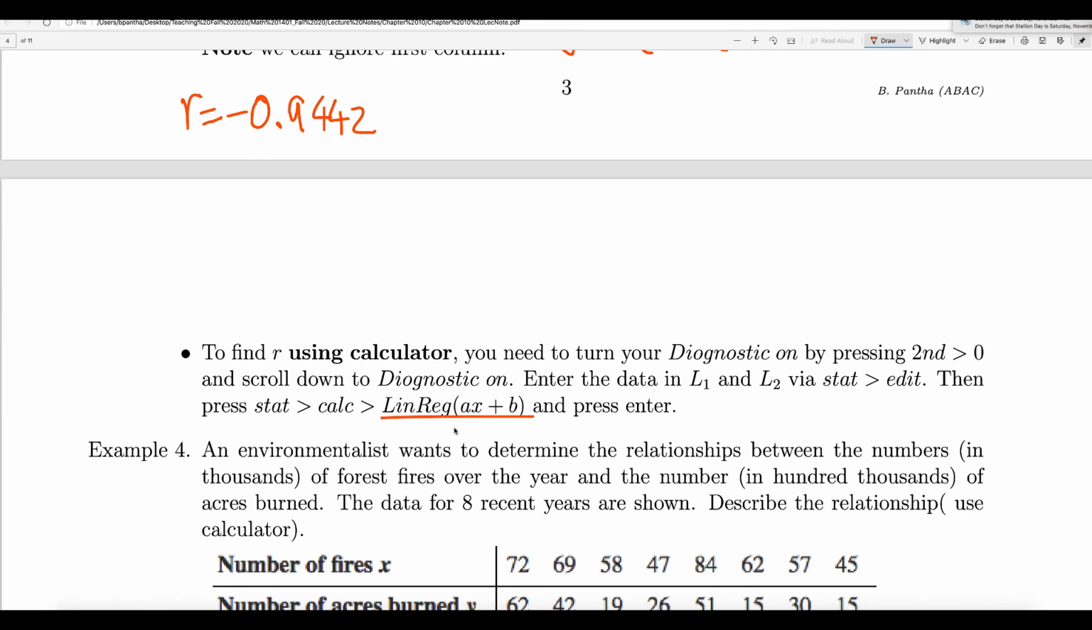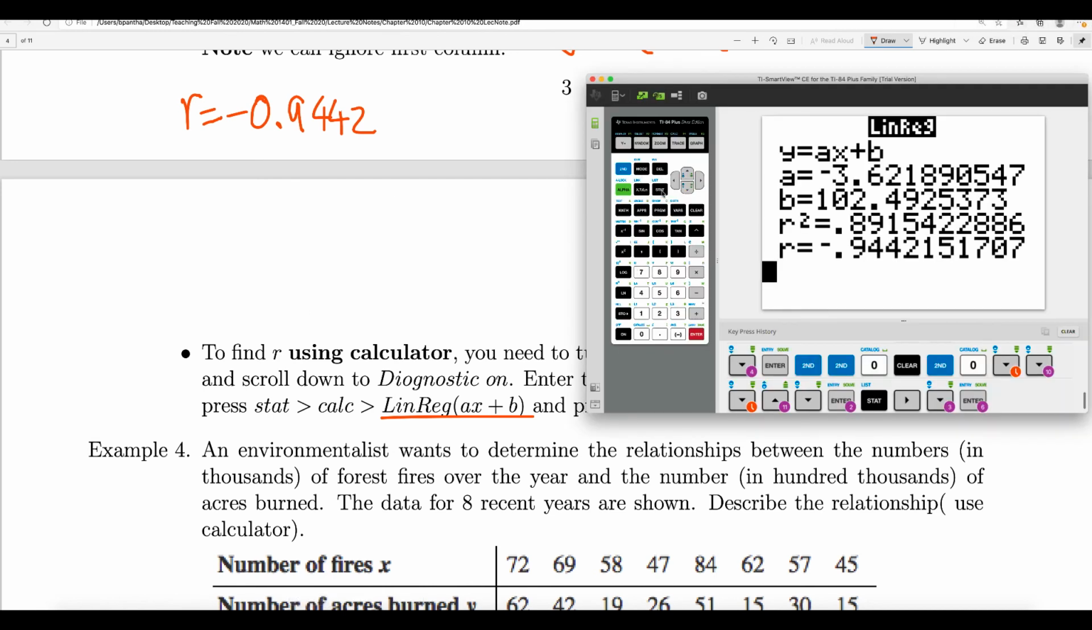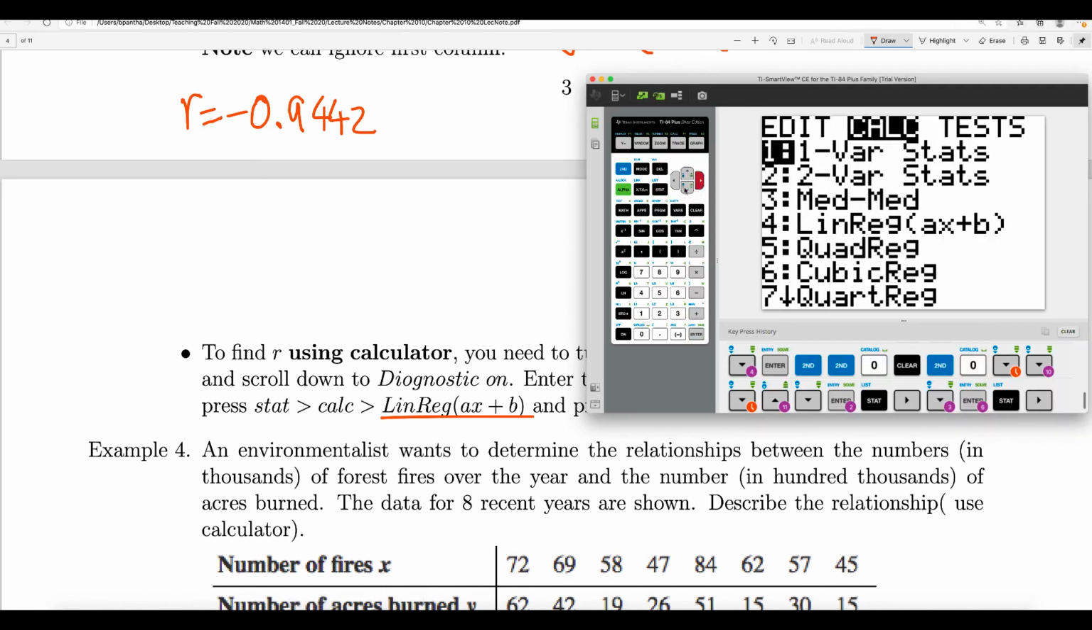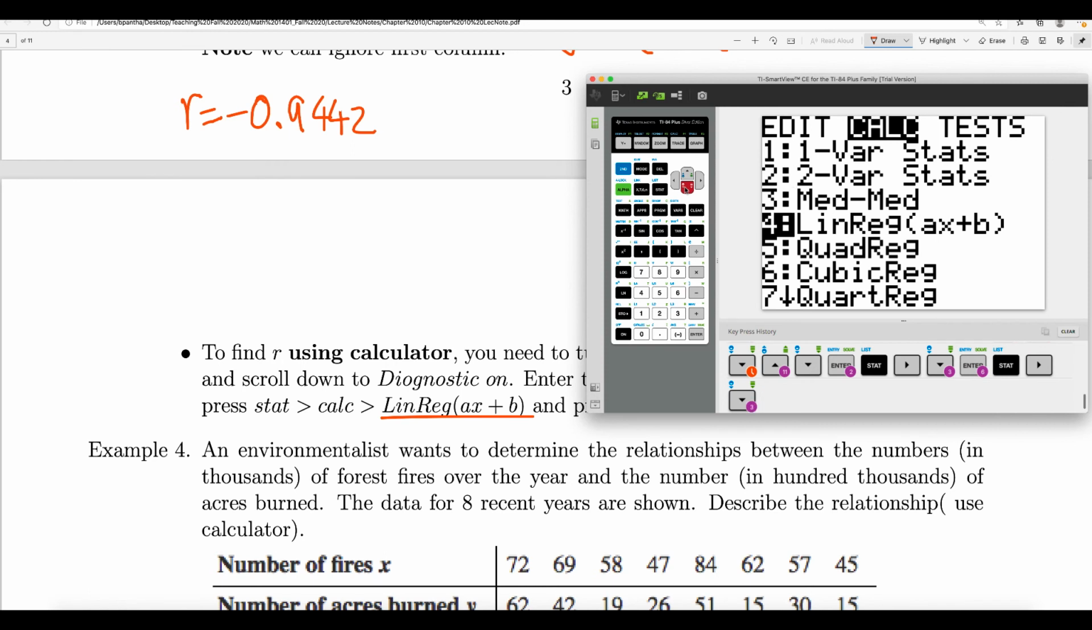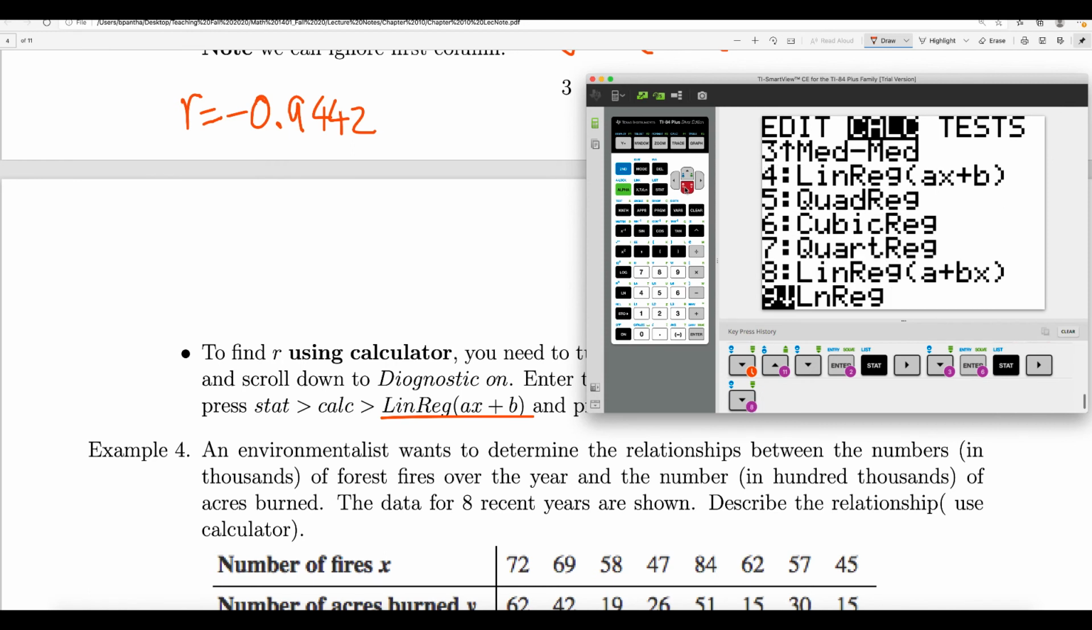There are 2 options there, okay? One is AX plus B, the other is A plus BX. Look at that, stat and then calc. The number 4 is AX plus B, and number 8 is A plus BX. You'll get the same R value either way, okay? But one has AX plus B, MX plus B form, another is B plus MX form, but either one is good, okay guys? So that's how you do using the calculator.